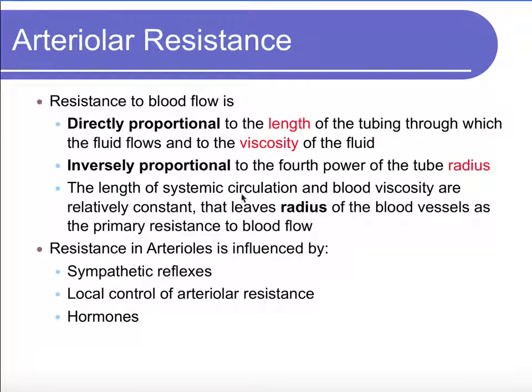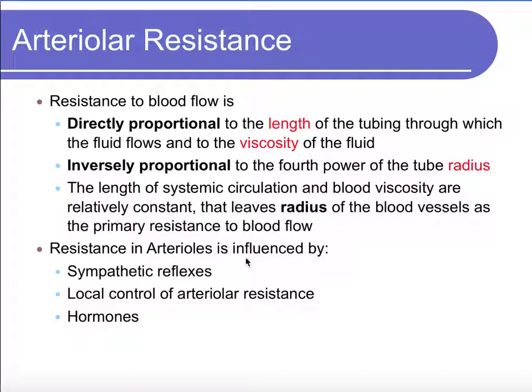So to summarize, resistance to blood flow is directly proportional to length and to viscosity, and inversely proportional to the fourth power of the radius, which basically means, yes, length, viscosity, and radius can all influence resistance and as a result blood flow, but radius will have the greatest impact. So small changes in radius have large effects on blood flow. And that's good because it's easy to change the radius of our blood vessels. We just vasoconstrict or dilate.